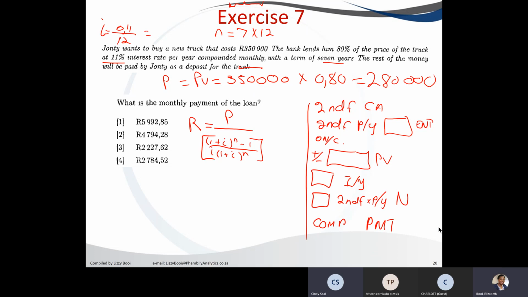Seven times 12 is 84. 0.11 divided by 12 is 0.0092. Substitute into your formula. Your R will be given by 280,000 divided by everything that is in the bracket, which is 1 plus 0.0092 to the power of 84, minus 1, divided by 0.0092 times 1 plus 0.0092 to the power.